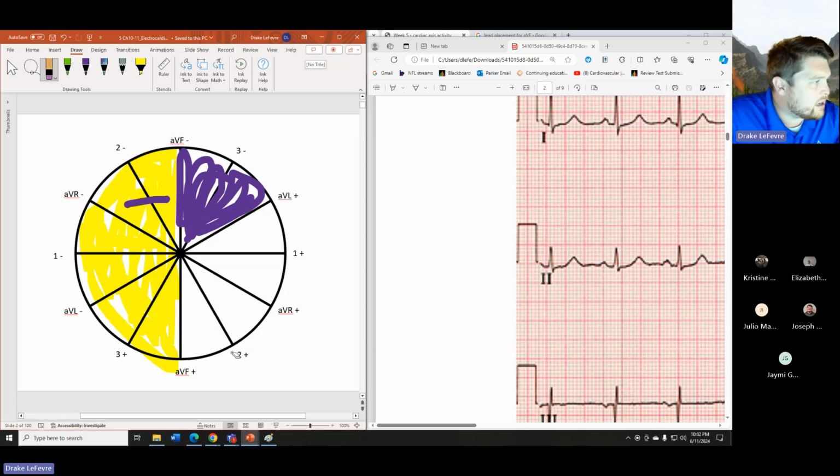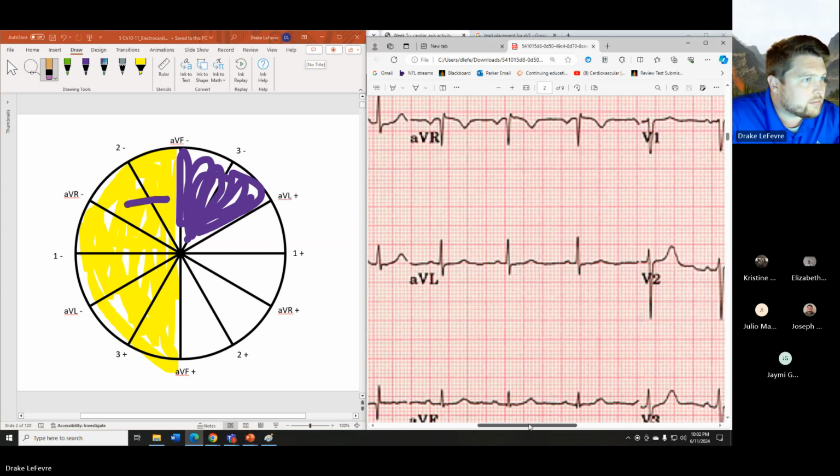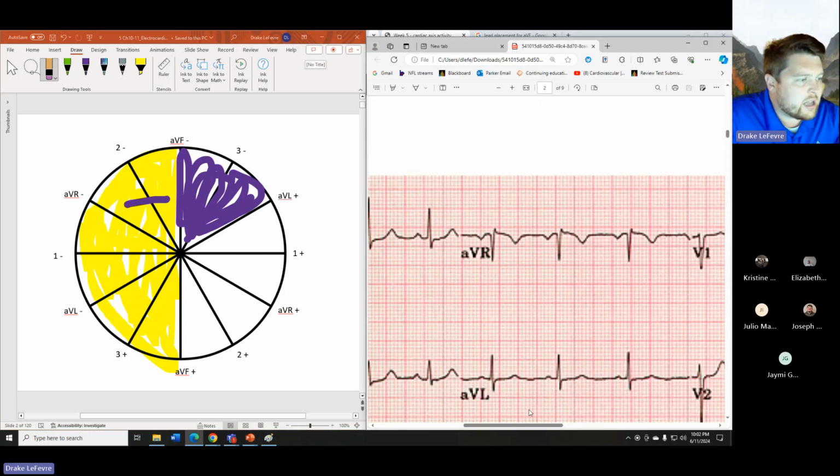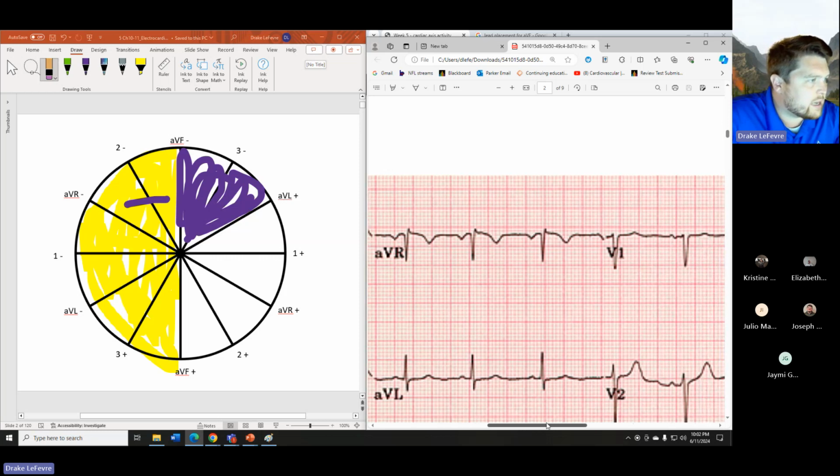Lead 2 we already did. Lead 1 we already did. AVR. Let's take a look at AVR and see what's up with AVR, because AVR is going to help us the most next.